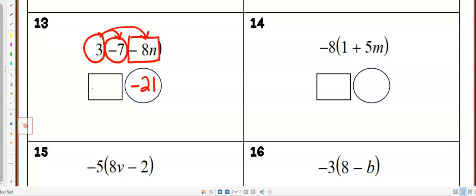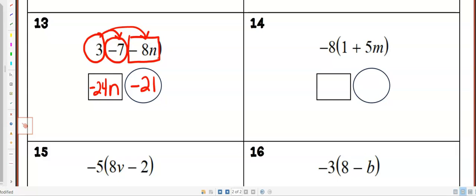Now, negative 8n, when multiplied to another value, we're going to just multiply the coefficients. The n will stay the same because there's no other n that's being multiplied, so we're going to keep the n. And just multiply negative 8 times 3, which gives us negative 24. So negative 24n, negative 21. That is it. We can't simplify that any further.